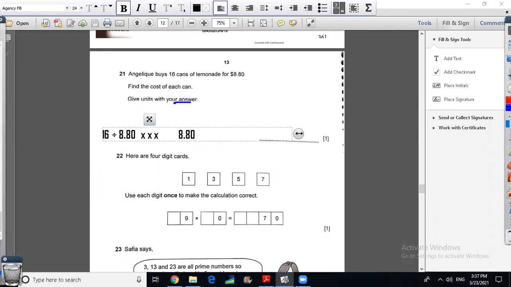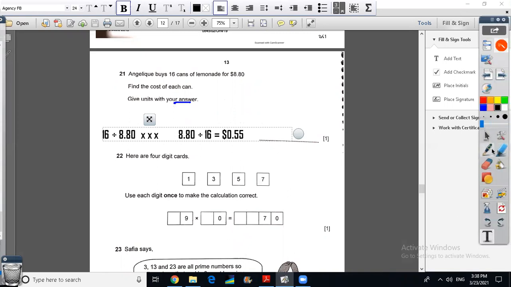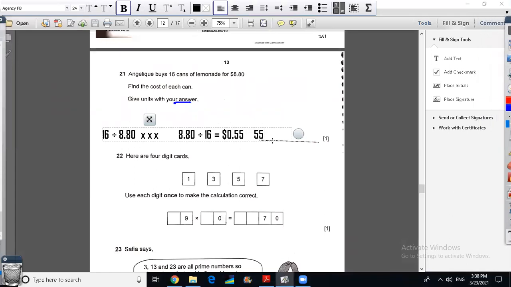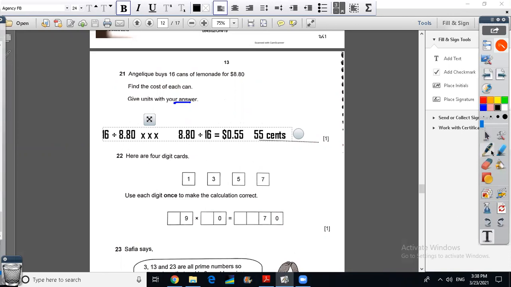It's supposed to be 8.80 on your calculator divided by 16, which is going to give you exactly, using the calculator, 0.55 dollars. Don't forget to put the dollar sign. By the way, give units with your answer. You must put the unit. So it's $0.55. Yes, it is going to be correct. Or you write there 55 cents. Both of them are going to be correct.